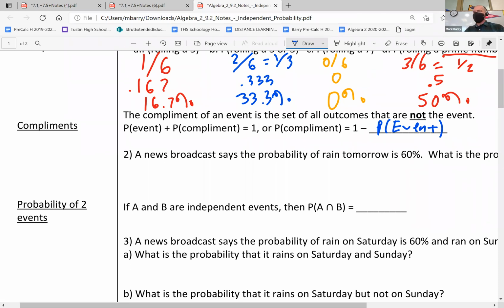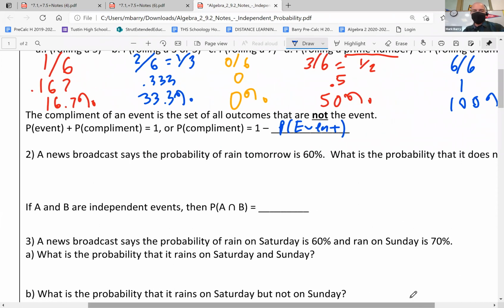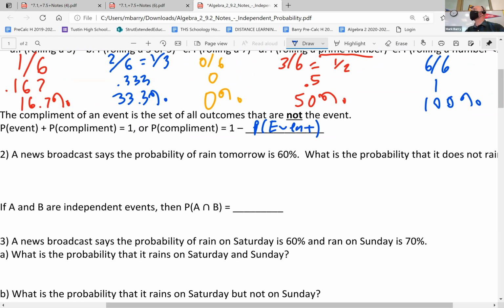So I'll give you a good example here on number 2 that I think you guys will understand logically. A news broadcast says the probability of rain tomorrow is 60%. So what's the probability that it does not rain? Okay. Now, I think that most of you, if you just think about it logically, get that the answer is 40%, correct? If there's a 60% probability that it is going to rain, that means there's a 40% chance that it does not rain, right? It's just the other piece of it. So obviously, it's always going to change how those are split up. Maybe it's 70-30, maybe it's 50-50, maybe it's 60-40 like it is here, but it always adds up to 1.